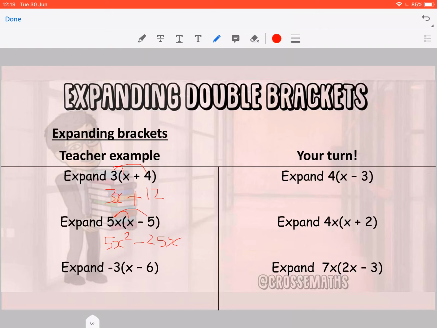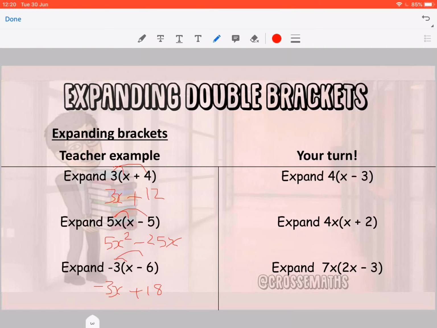On the bottom one, we can't just chuck the sign in the middle because minus 3x times positive x, you end up with minus 3x. And minus 3 times minus 6, two negatives multiplied together, they turn into a positive. Minus 3 times minus 6 is positive 18. Hopefully you get that and you've done this before. If you haven't, don't worry. It's worth learning it now. All you're doing is multiplying each thing inside the bracket by what's on the outside, and then writing it underneath.